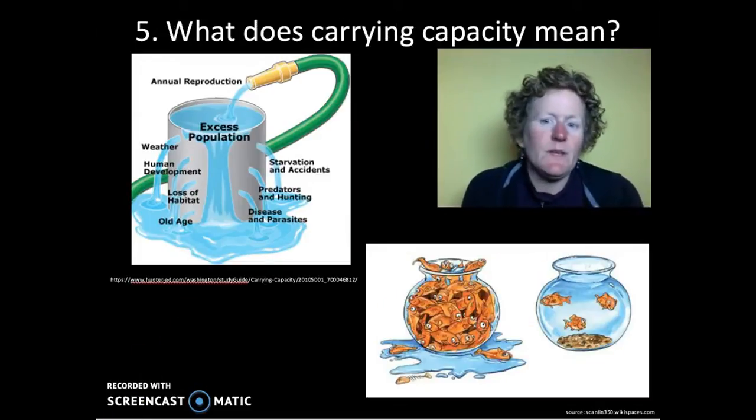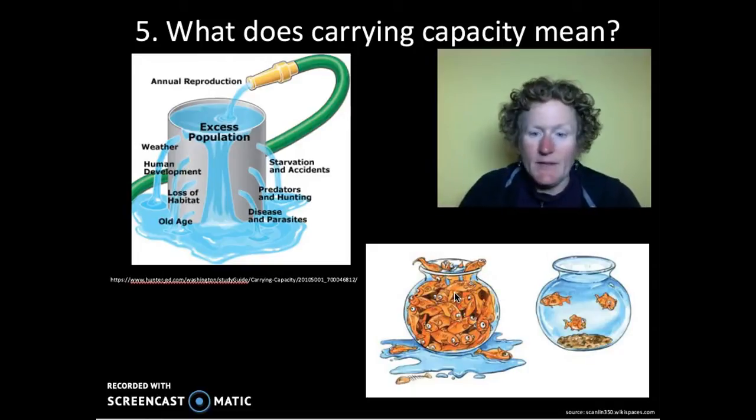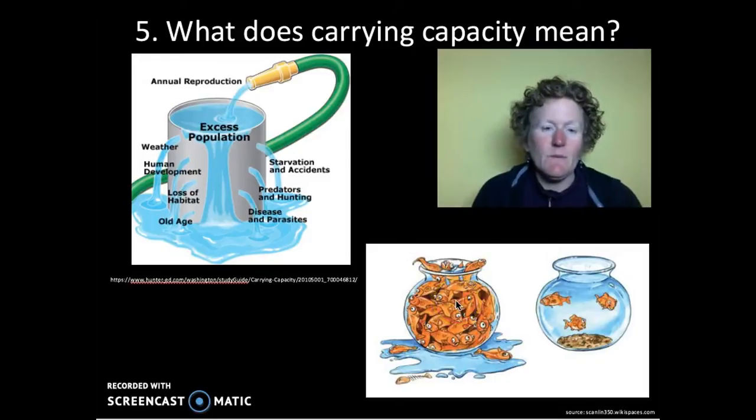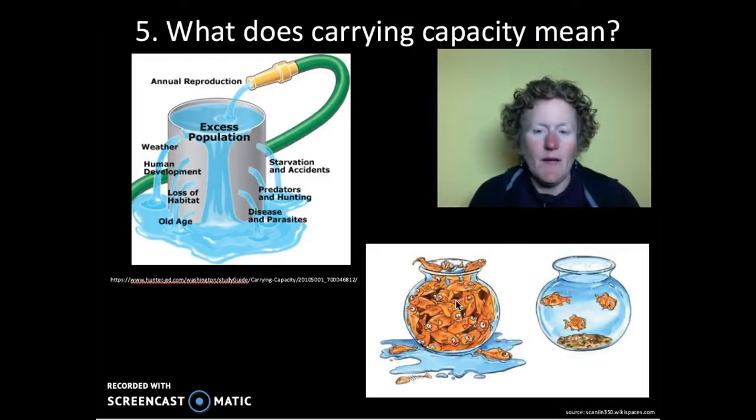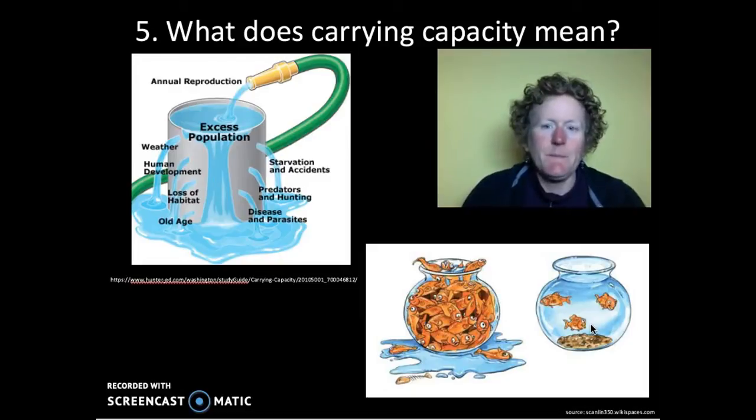Now that you've watched the video on carrying capacity, hopefully you understand that this fishbowl is a little bit beyond carrying capacity. No more fish could live in this fishbowl, and that's really what a carrying capacity for an environment is. This fishbowl, on the other hand, you might be able to get a couple more fish in there before it reaches carrying capacity. Here's a good model for carrying capacity.